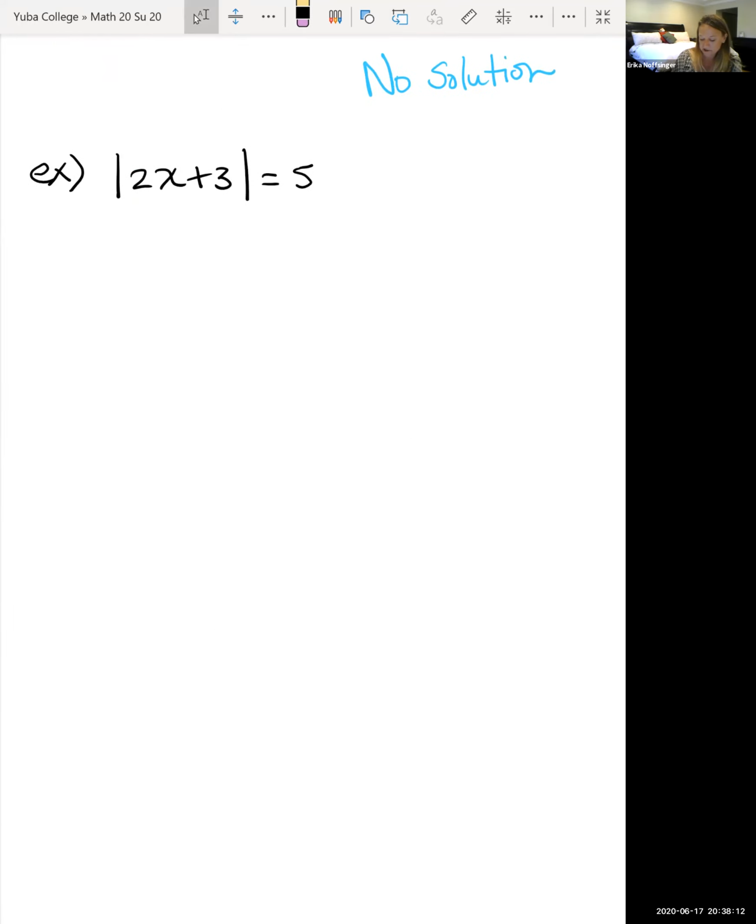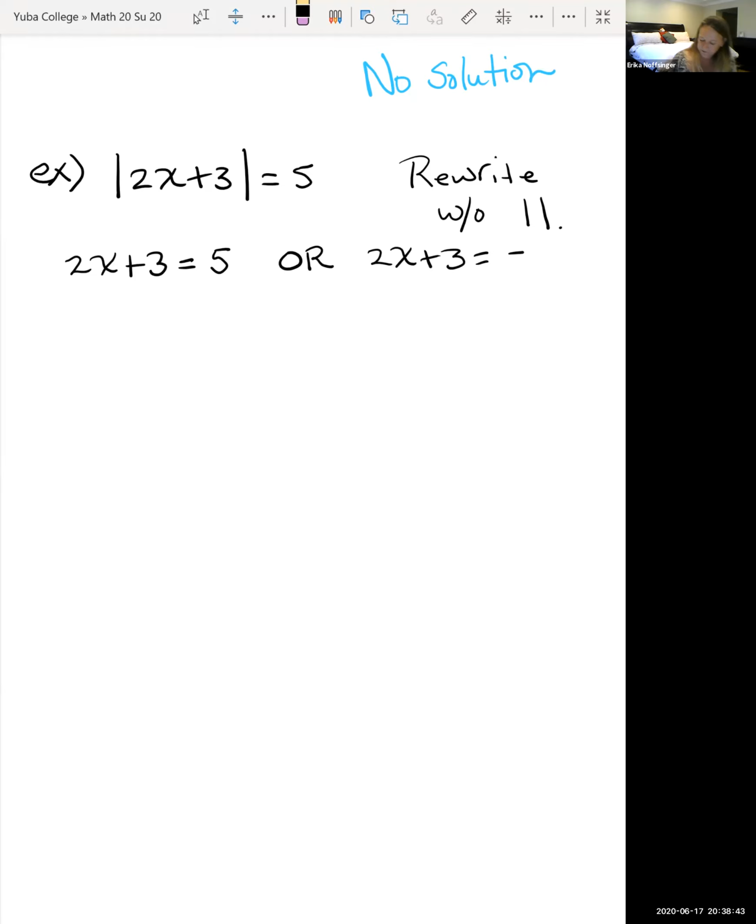So the first thing you want to do is rewrite it without absolute values. By definition, there are two separate equations: 2x plus 3 is either going to equal positive 5, or 2x plus 3 could equal negative 5. And then just solve them separately.